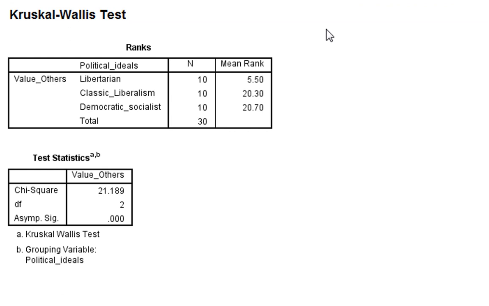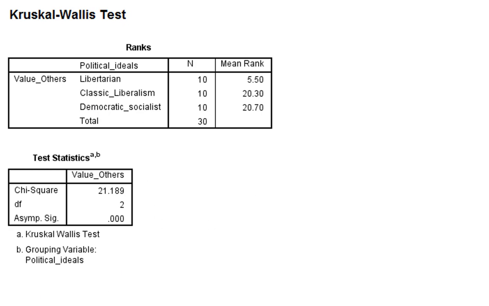This is the actual Kruskal Wallis test, the calculations, and that is a non-parametric test. It's based on the ranking of data. So we actually get a mean rank. And as you can see from the mean ranks, the libertarians have a much lower mean rank than the classic liberalism and the democratic socialists do. So generally speaking, the libertarians place a lower value on other people's lives than the classic liberals or the democratic socialists.